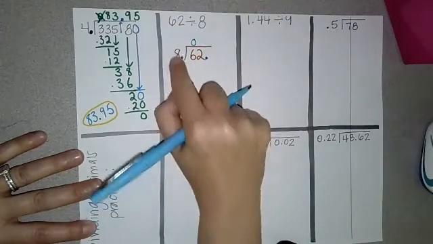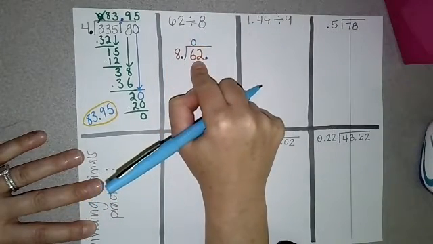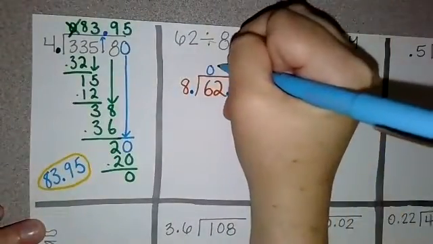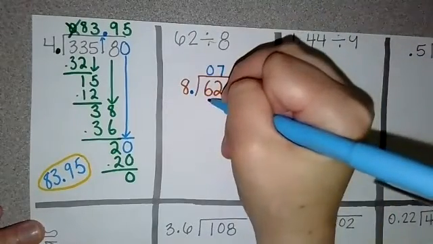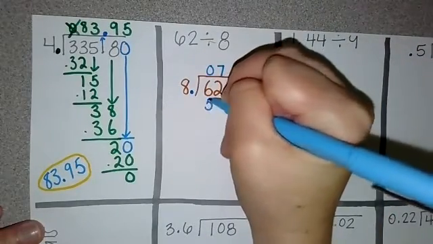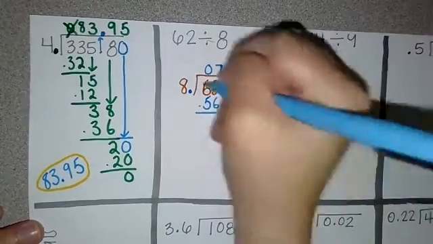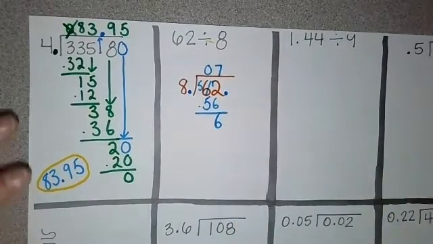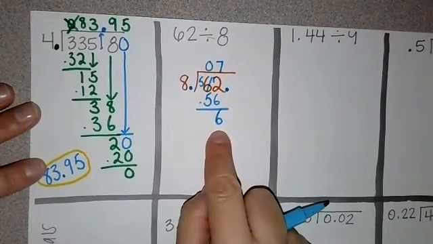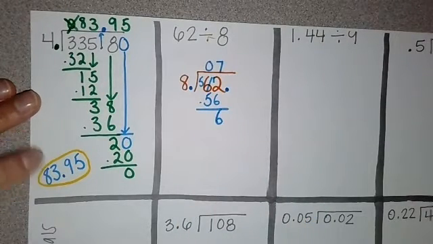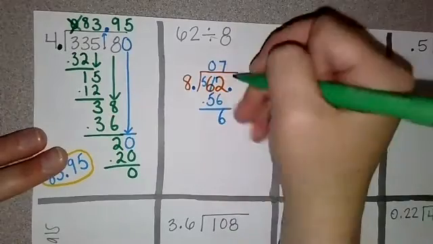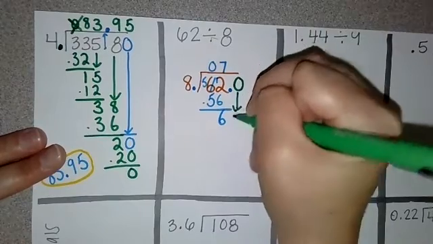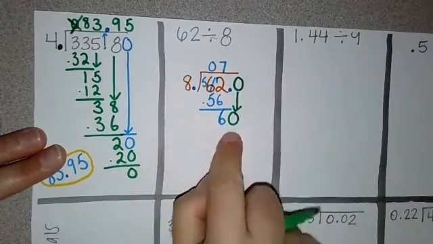All right, how many 8s are in 6? There are none. Good. How many 8s are in 62? 7. What is 7 times 8? Very good. And when you subtract, you get 6. But Abby, I said you cannot have a remainder when you're dividing decimals, right? So Abby, what do I do? Very good. This is called annexing a 0. Add a 0 here and drag that sucker down. So my new number is 60.